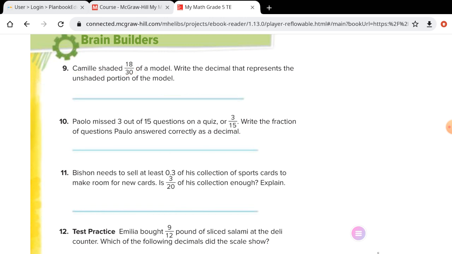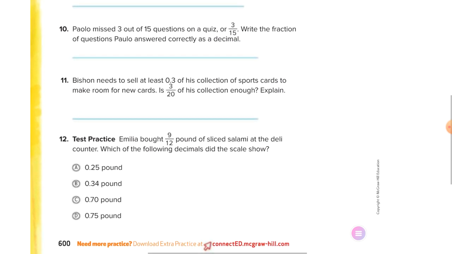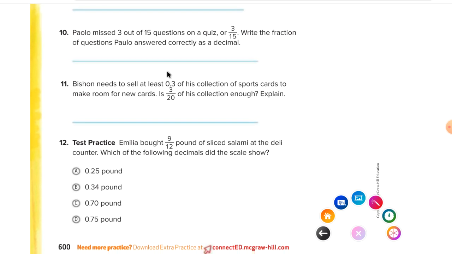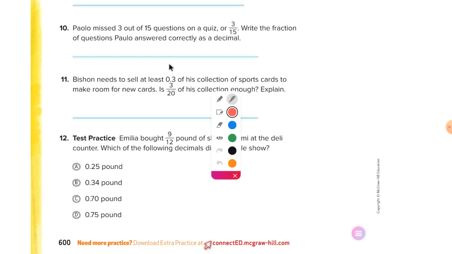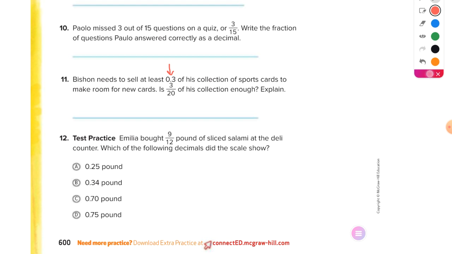Okay, let's keep going. Number 11. Bashan needs to sell at least 0.3 of his collection of sports cards to make room for new cards. Is 3/20 of his collection enough? This is a comparison problem. We are trying to decide he needs to get rid of this much. Oops, he needs to get rid of this much. And he's actually getting rid of this much. And it wants to know, is that enough?